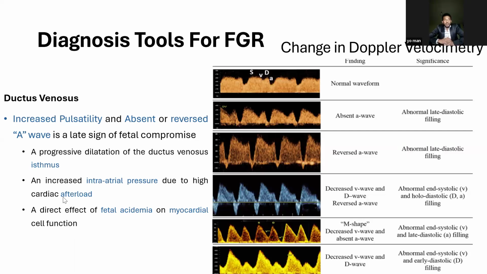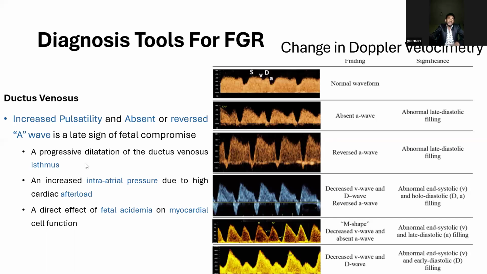So different scholars hypothesize the change in ductus venosus waveform. The first one hypothesizes that it's due to the progressive dilation of the ductus venosus isthmus. To accommodate for the lack of oxygen, the ductus venosus, which is a primary source of oxygen for the heart and myocardium, the isthmus or the pipe will be dilated. That is what creates the changes in the waveform.